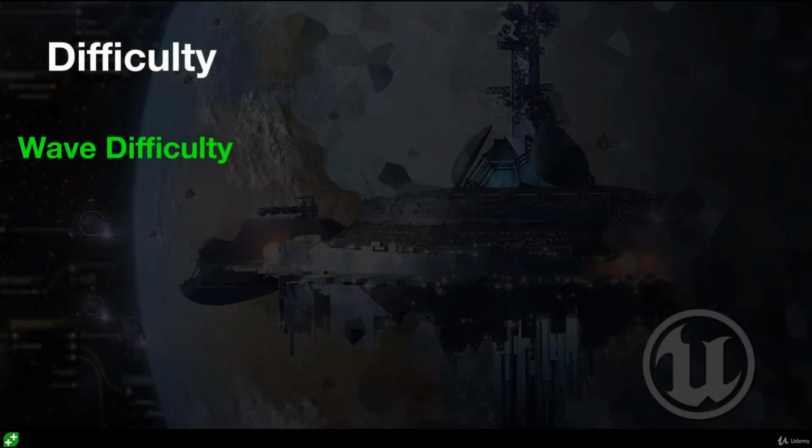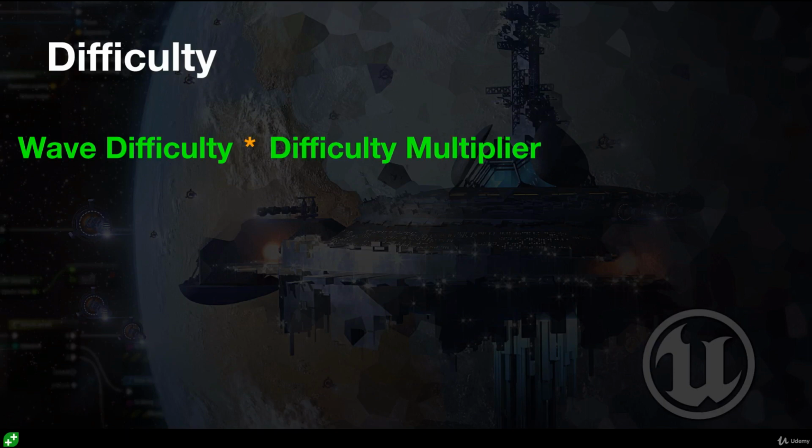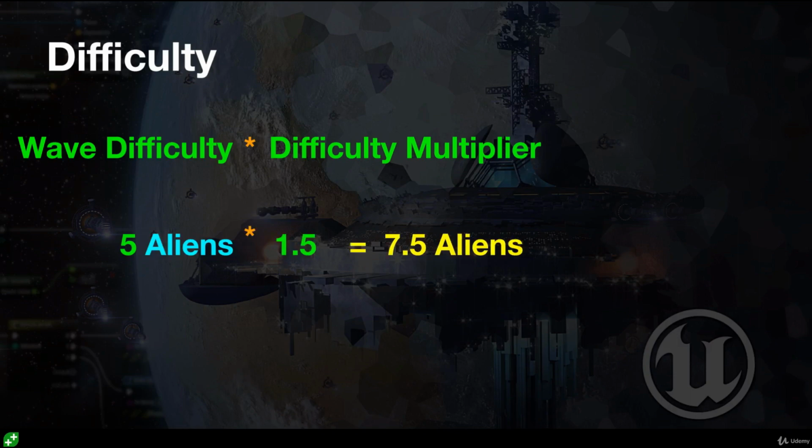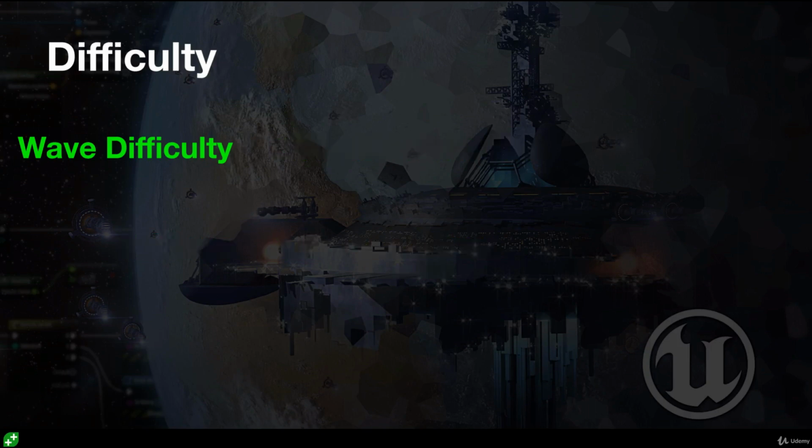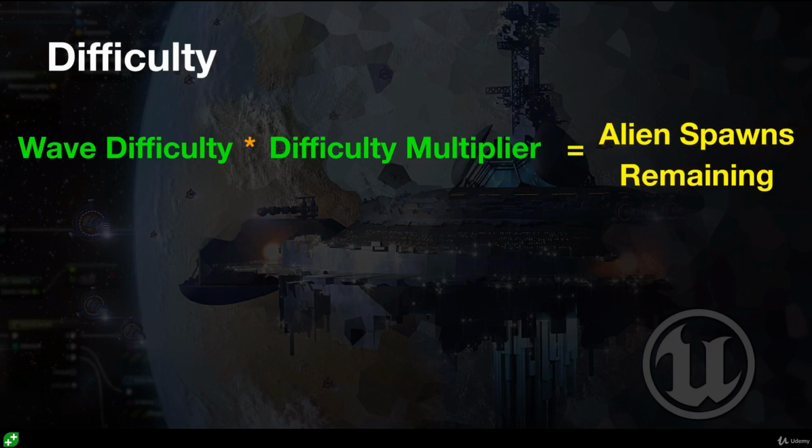We're going to start with a difficulty value. When we execute increase wave difficulty, we're going to take the difficulty and multiply it by another value we will call difficulty multiplier. As an example, if we had 5 aliens and multiplied them by 1.5, we would end up with 7.5 aliens. Of course we can't spawn 7.5 aliens, so we're going to round the result. Basically, we're going to take the difficulty value every wave and multiply it by the difficulty multiplier. Then we're going to use the result as the amount of spawns the aliens will have in the wave. This means that the waves are going to become more and more increasingly difficult.